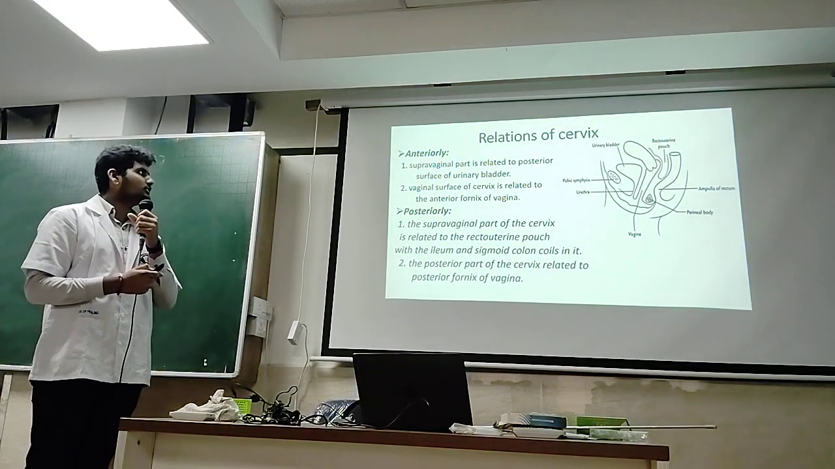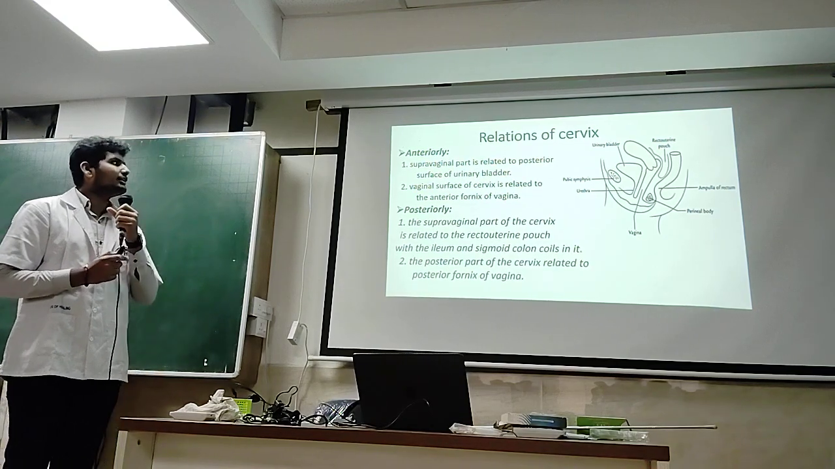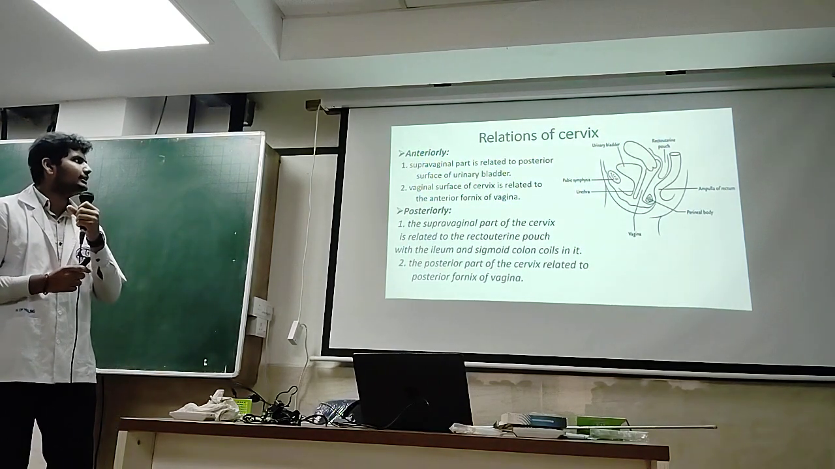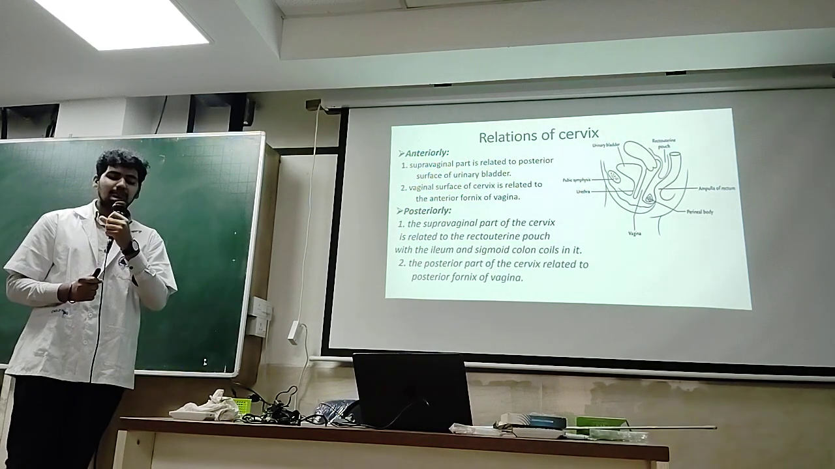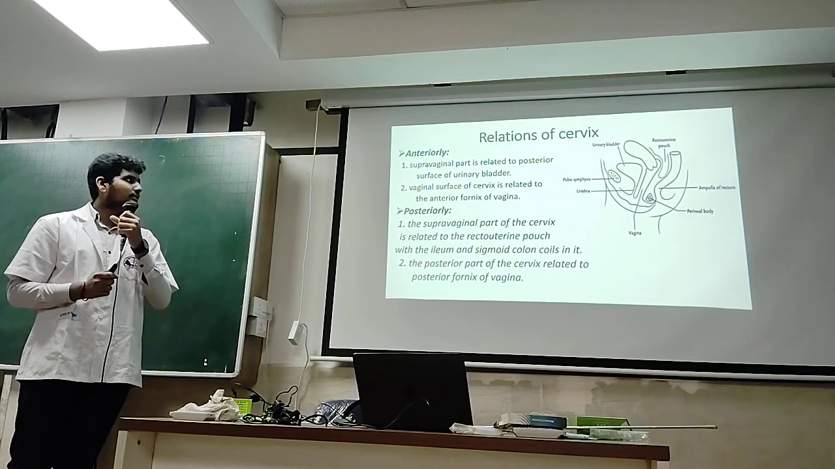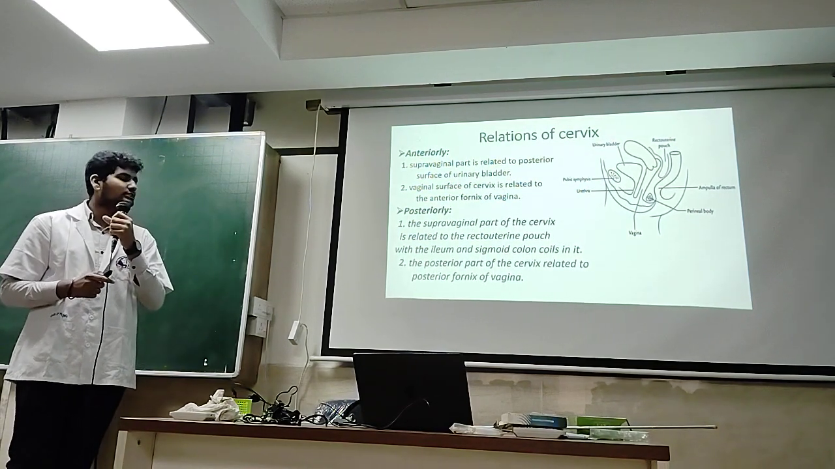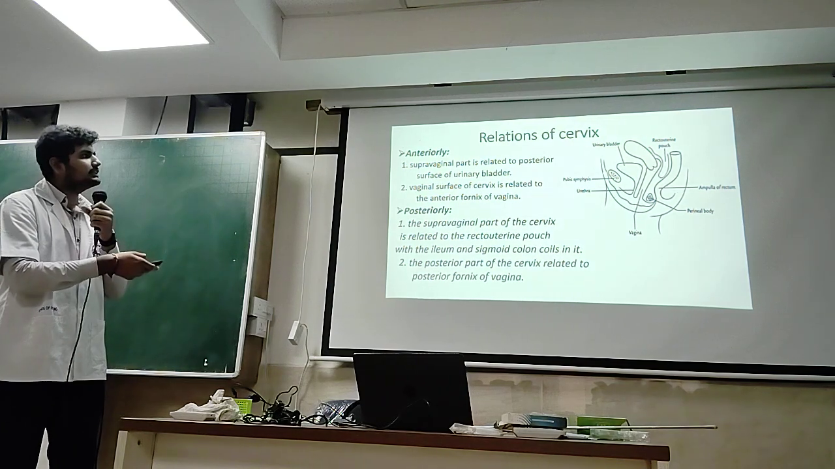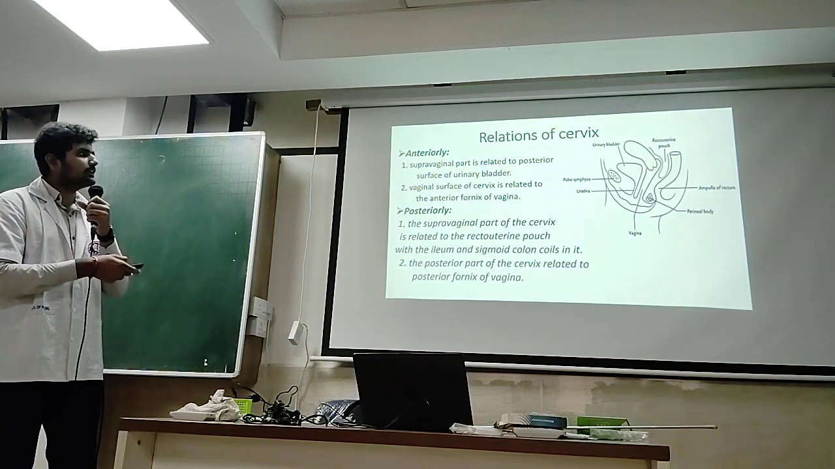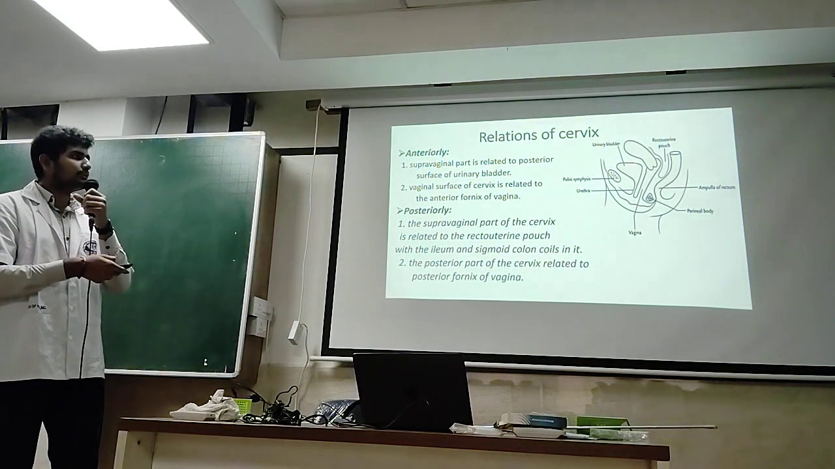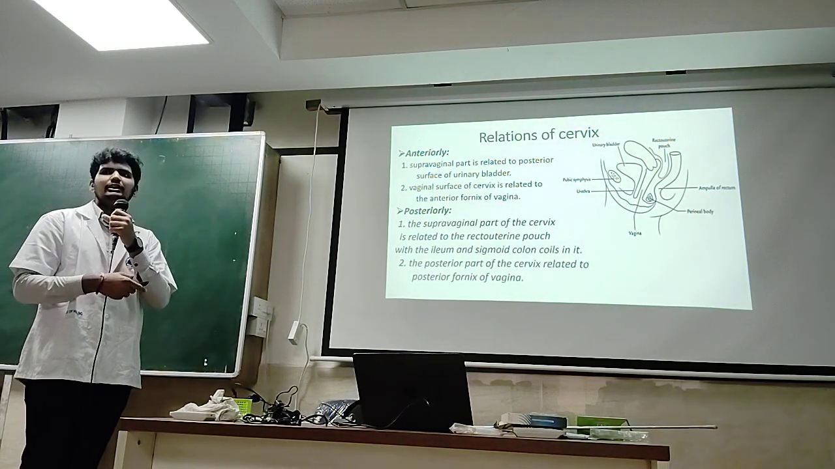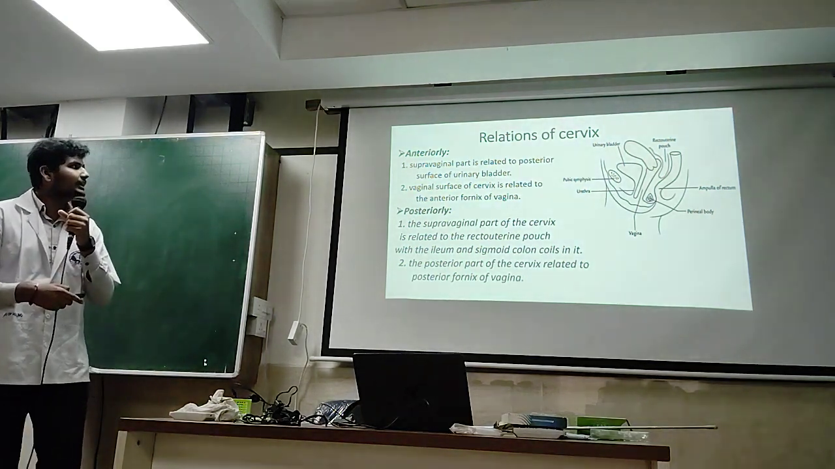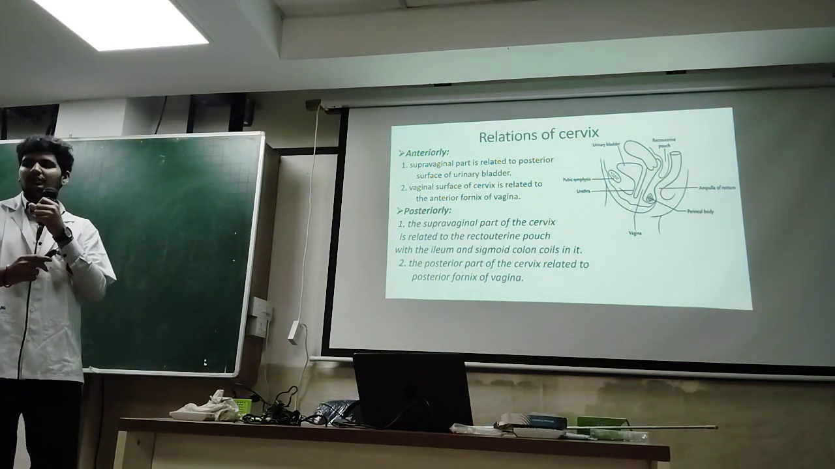The anterior relations of the cervix. Firstly, the supravaginal part of the cervix is related to the posterior surface of the urinary bladder, and the vaginal surface of the cervix is related to the anterior fornix of the vagina. As can be seen in the diagram, the posterior surface of the urinary bladder is related anteriorly to the cervix, and as we have seen in the previous slide, the anterior fornix is also present anterior to the cervix.